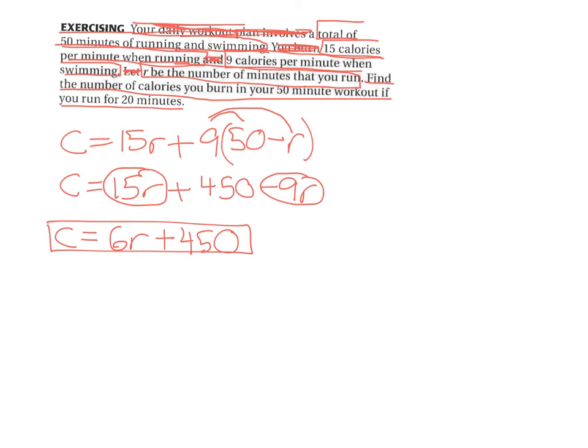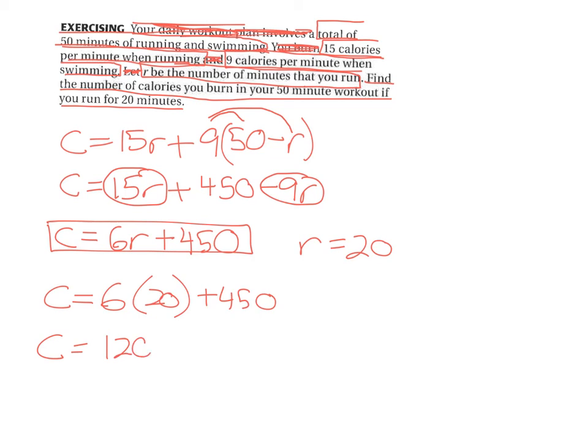Now, what we're looking to find is the number of calories you burn in your 50-minute workout if you run for 20 minutes. So remember, R is the amount of time we run, so R is going to equal 20. C equals 6 times 20 plus 450. 6 times 20, 6 times 2 is 12, so 6 times 20 is 120, plus 450. And we add those together, we get 570. So our answer is 570 calories.